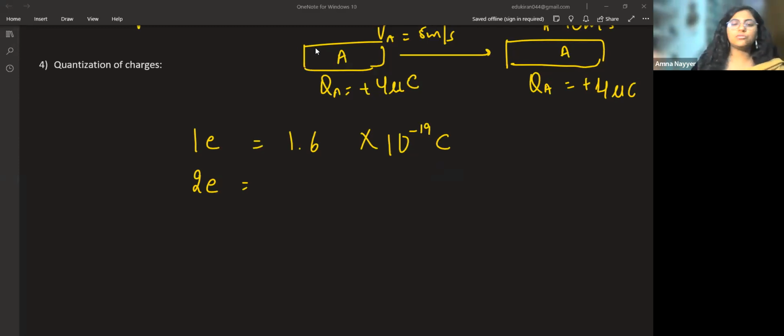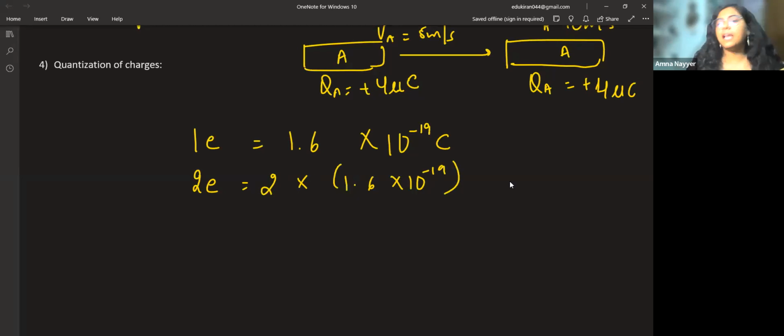One is holding this, so 2. Yes, Rishita? It'll be 3.2 into 10 raised to the power minus 19. That is 2 times this, correct. If 1 is holding this amount, so 2 will hold 2 into 1.6 into 10 to the power minus 19. That is rightly answered by Rishita. That is 3.2 into 10 to the power minus 19 coulomb, correct.